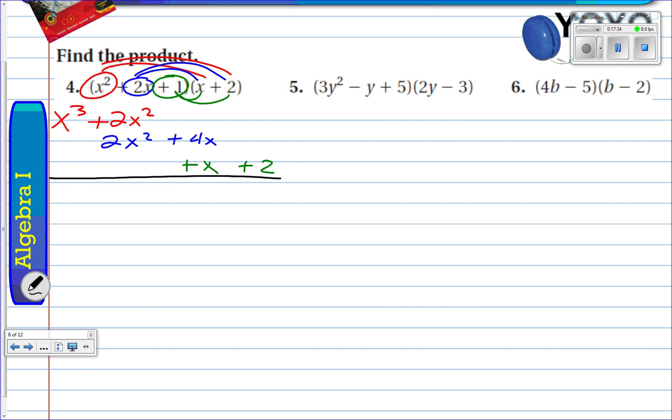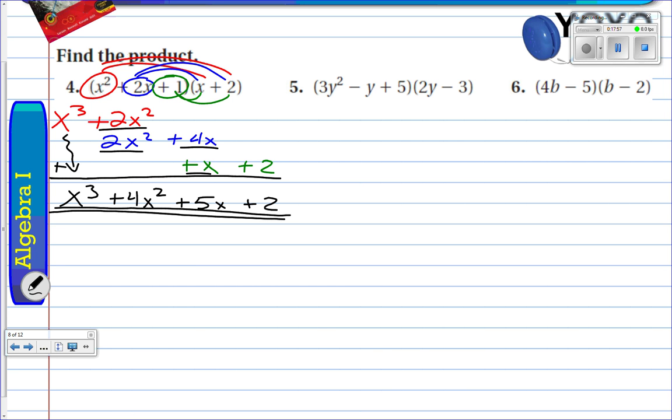Then we're just going to add all our like terms. Nothing there, so that's x cubed. 2x squared plus 2x squared is 4x squared. 4x plus x, 5x. And then there's a 2. Okay, so that's not so bad. We're done. A lot of steps, yes, but they're not difficult steps. And if you keep yourself organized, if you write neatly and you line things up, it's pretty easy to finish it out. Okay, let's do one more of those.